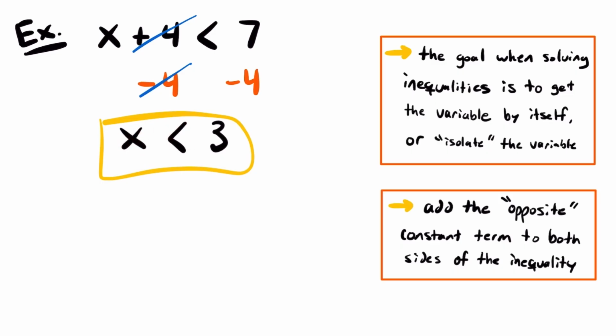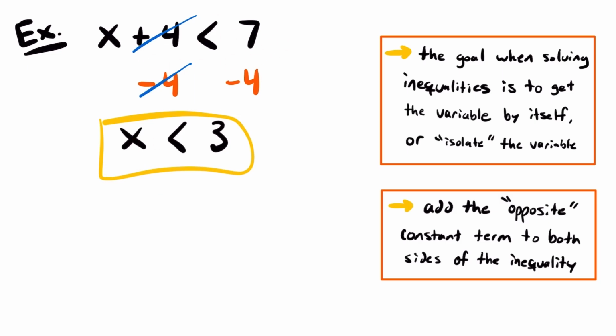Or really, you could use 3 itself, since 3 is not included. But either way, if you put 4 in for x, you'd have 4 plus 4, which is 8. 8 is not less than 7, so that's not true. Or if you used 3, 3 plus 4 is 7, and 7 is not less than 7, it's equal to 7. So clearly, this is the right solution set for this inequality.